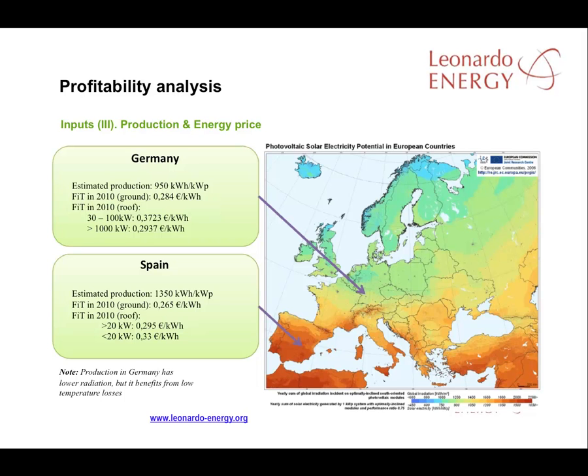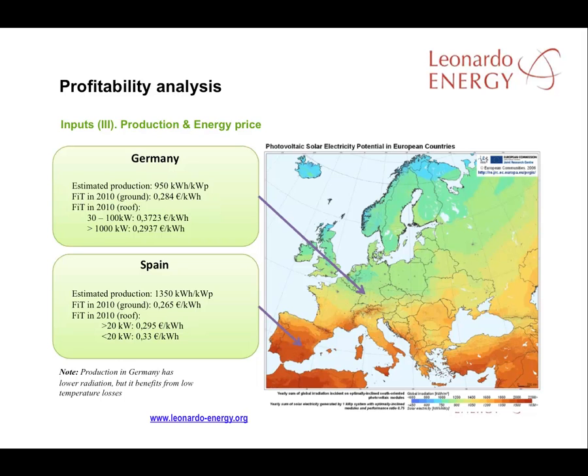In Germany, production of around 950 kilowatt hours per kilowatt peak per year is estimated. In 2010, via feed-in tariff, ground-mounted facilities could earn 28 euro cents per kilowatt hour, while rooftop facilities could earn between 29 and 37 euro cents per kilowatt hour, depending on the size of the facility.